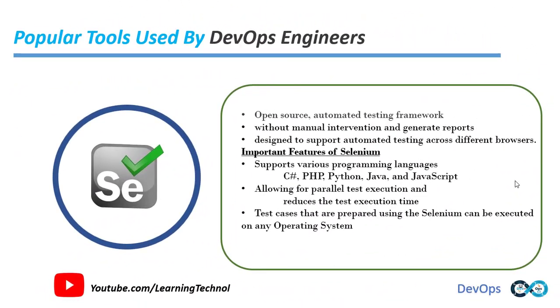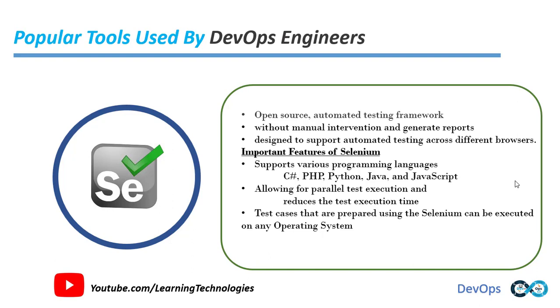Now we will talk about another DevOps tool, that is Selenium. This is normally a testing tool, an automation testing tool. Selenium is an open source automated testing framework. Selenium is used to automate the testing of web applications. We can define the tests in Selenium which we want to run against our application.